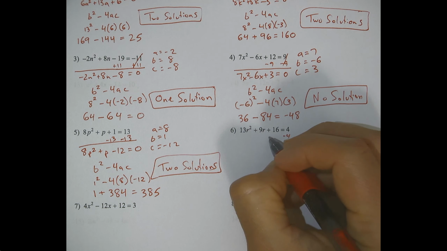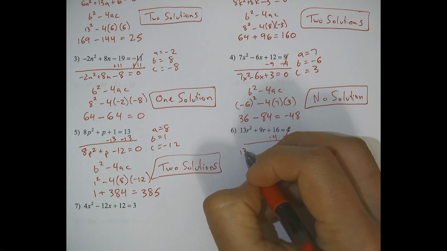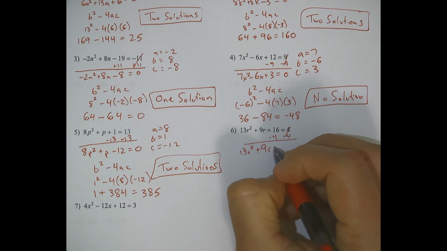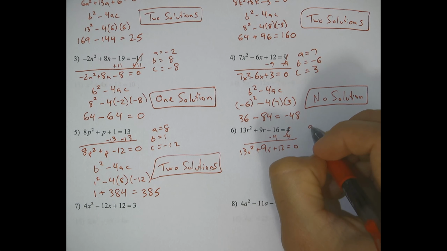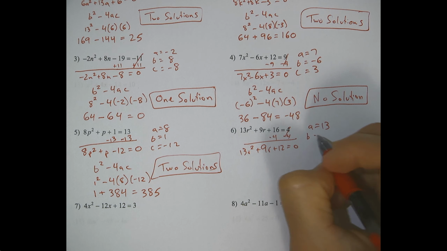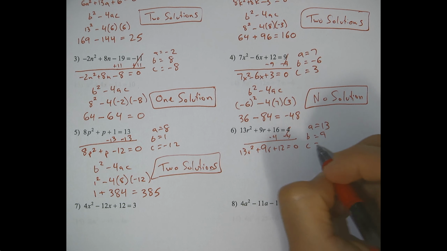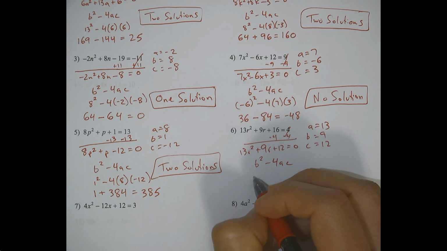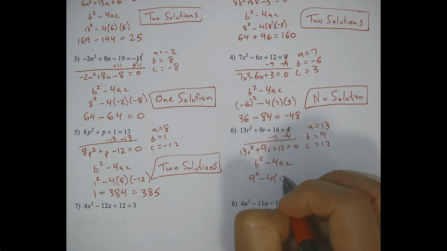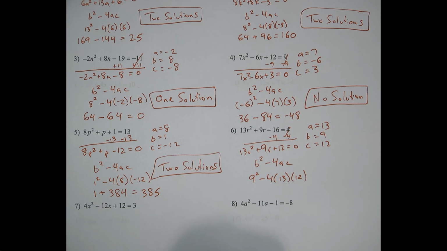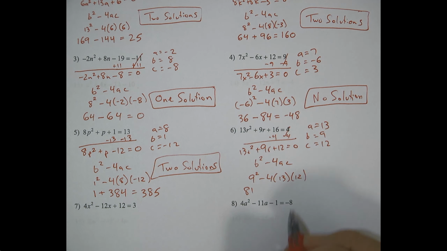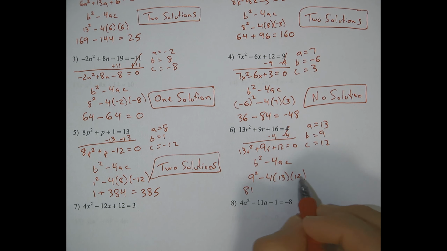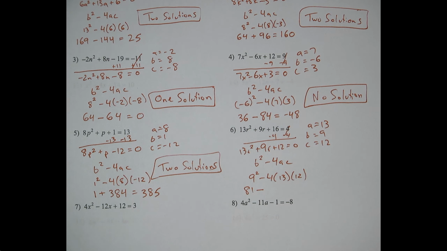Standard form, I got a minus 4 here. So it's 12. So I get 13 for A, 9 for B, 12 for C. So 9 squared minus 4 times 13 times 12. So I'm going to get 81. When I look here, I only have one negative, the 4. So I'm going to end up with a minus here, a negative. And just looking at this, I can see that's going to be a really big number, bigger than 81. So this is going to be a no solution.